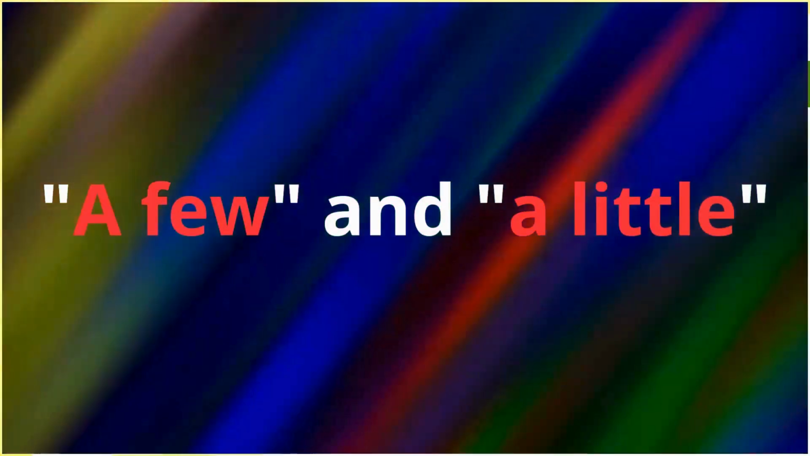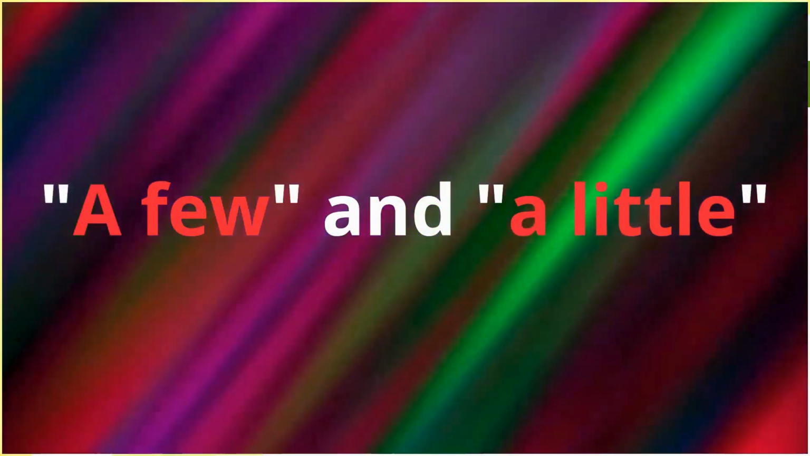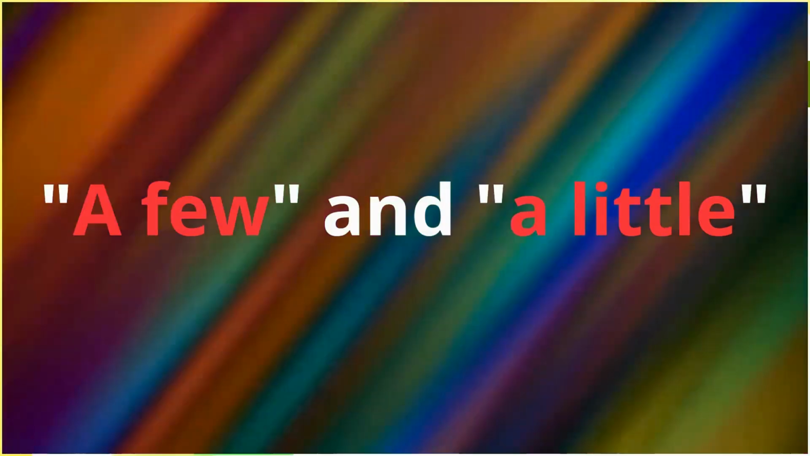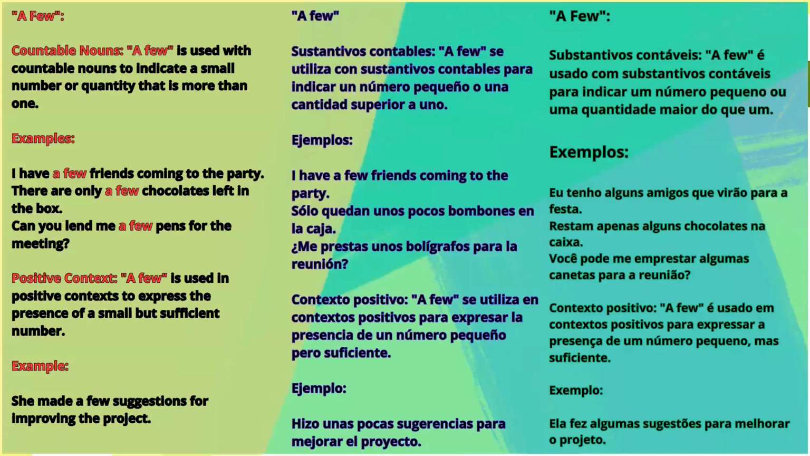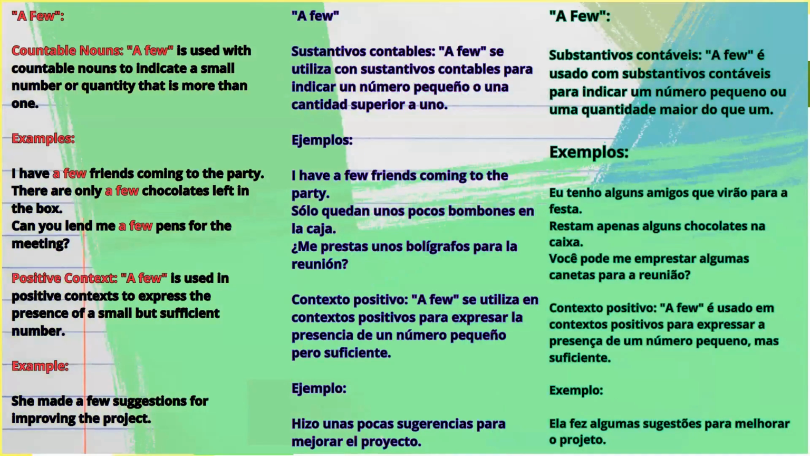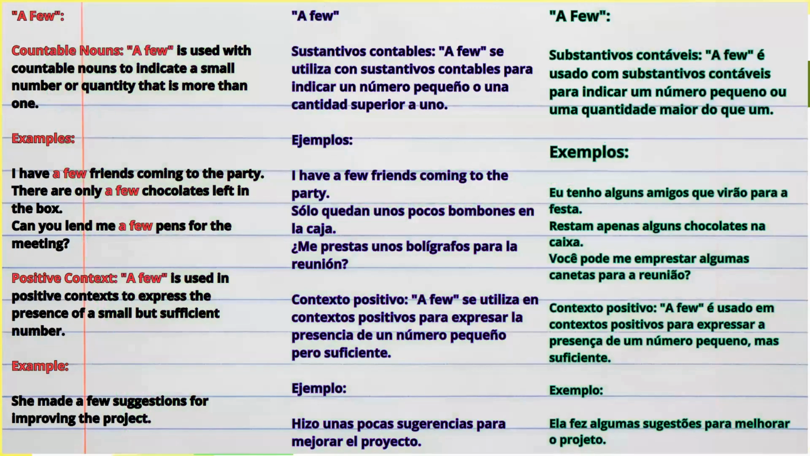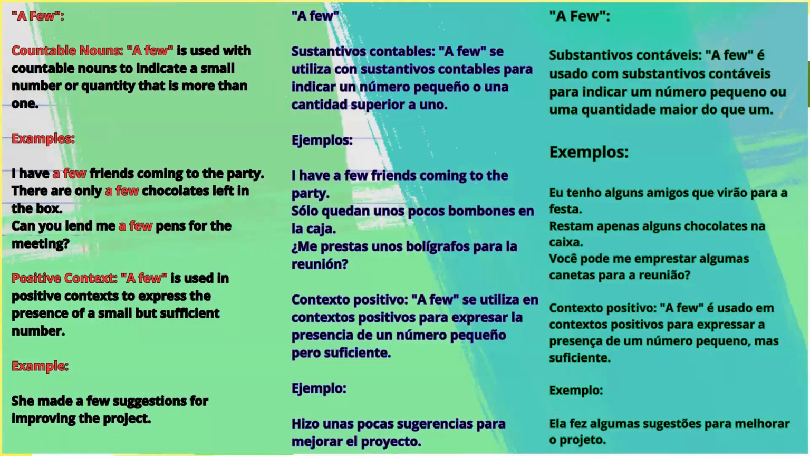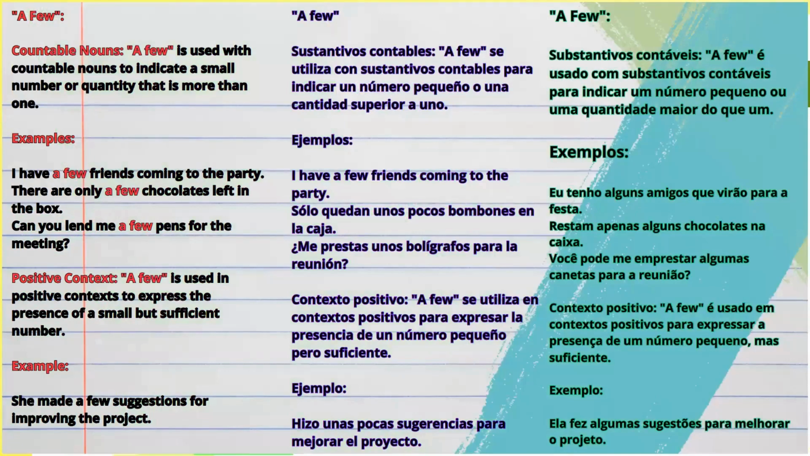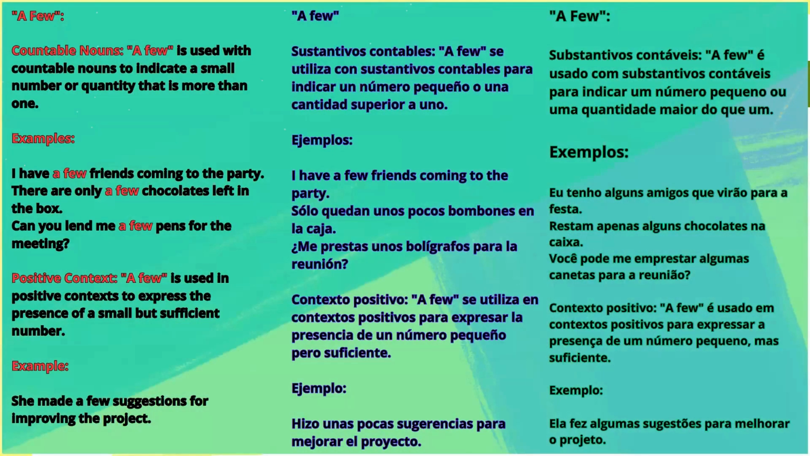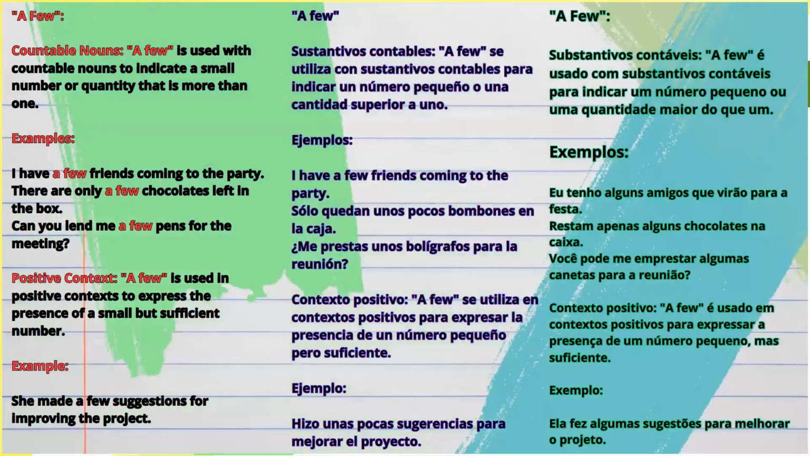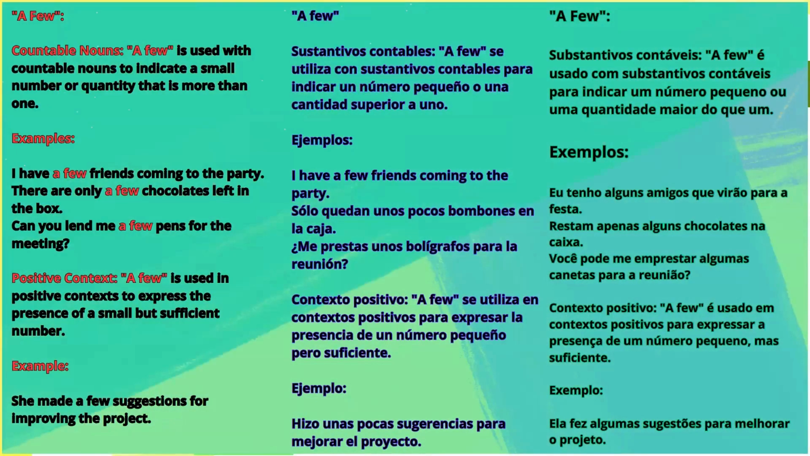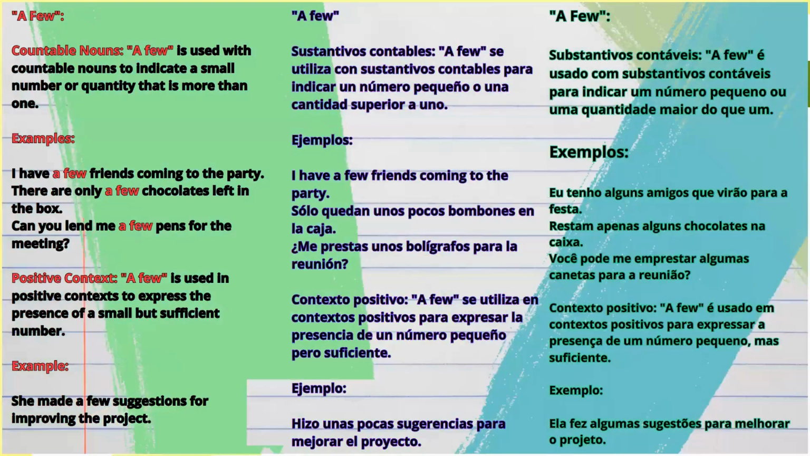A few and a little. A few is used with countable nouns to indicate a small number or quantity that is more than one. For example, I have a few friends coming to the party.